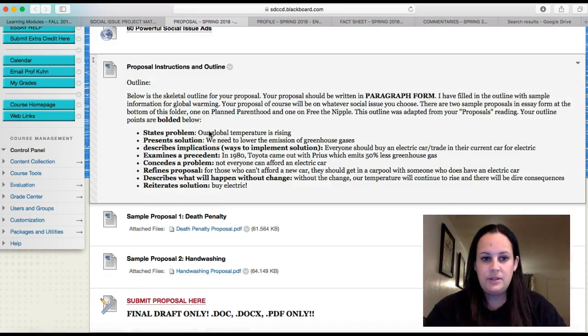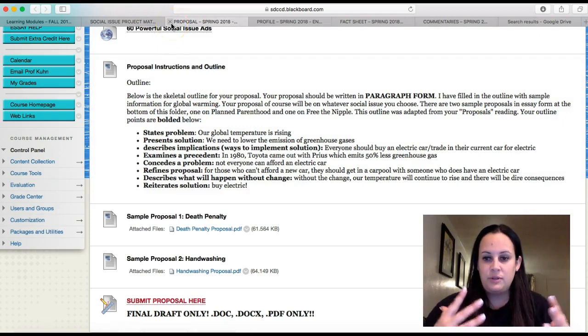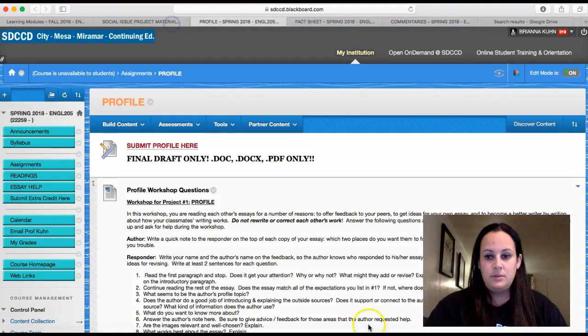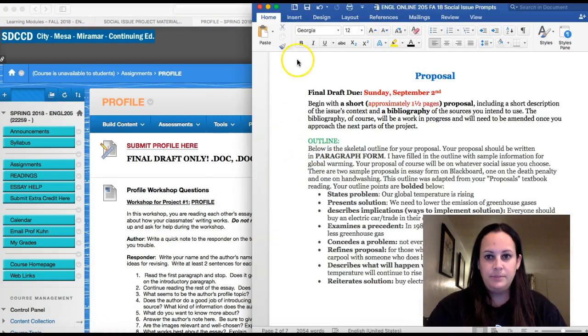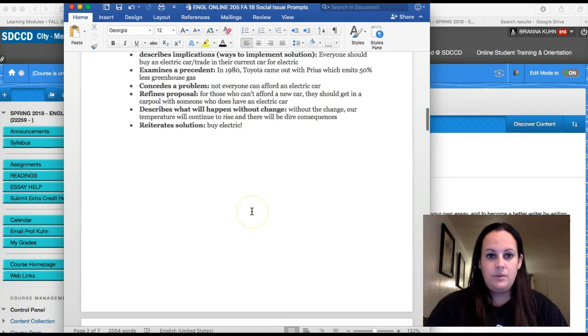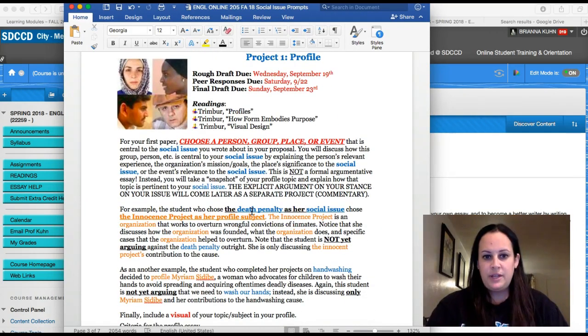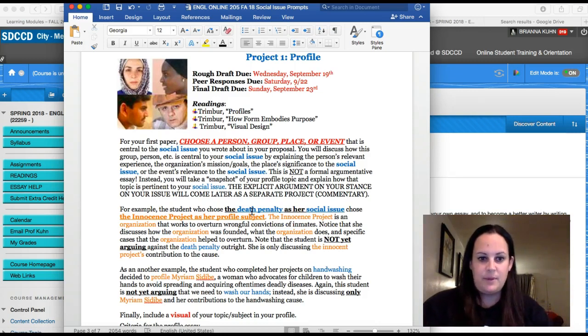And next I'm going to start talking about the profile, which is really the first real project that we have in the social issue unit. So I'll close that and go back to our prompts here. Okay, so the profile, this is a bit tricky. I understand there's a lot of colors going on here, and I promise there's a method to my madness. So every time you see social issue, you notice that that's in blue. Okay, this is on purpose.